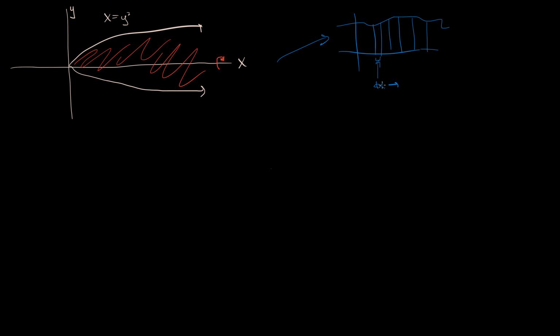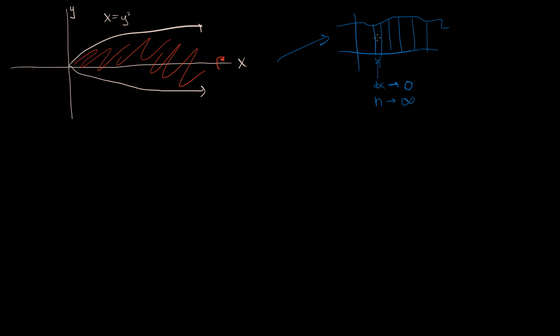We were using these rectangles to approximate the area of this, but we were saying as these dx's got closer and closer to 0, and as the number of rectangles we have goes closer and closer to infinity, we are actually going to get the exact result of the area under the graph. And so let's see if we can do a similar thing here.